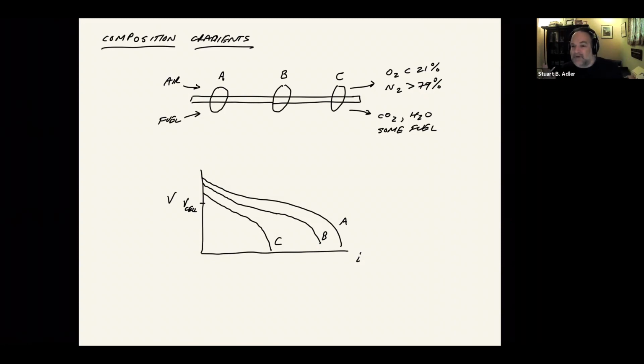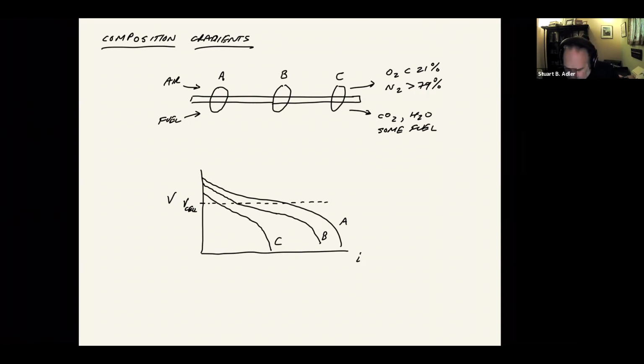So there's only one V cell. There's no gradients in V cell. There are gradients in current density, but not really gradients in cell voltage. Hopefully not. So all of the portions of this cell are going to all be at the same cell voltage. So what does that mean?